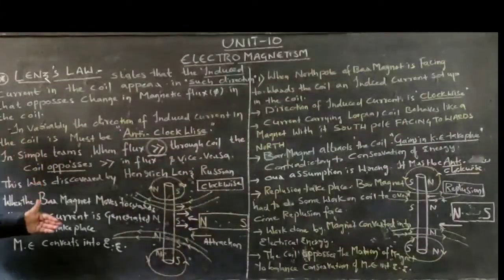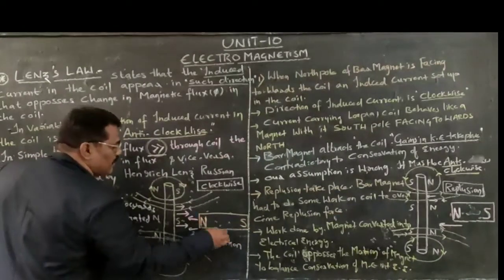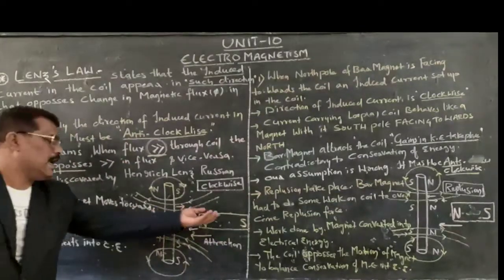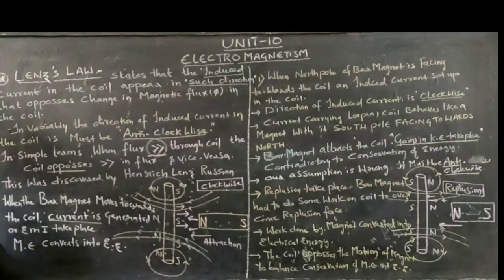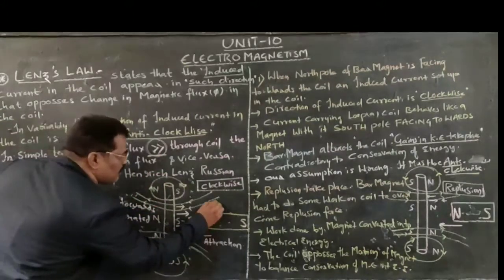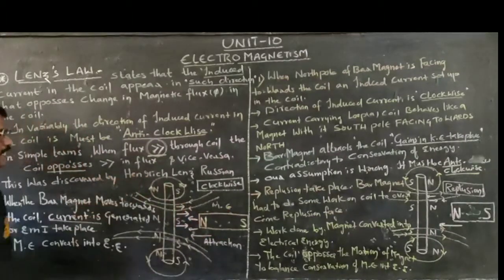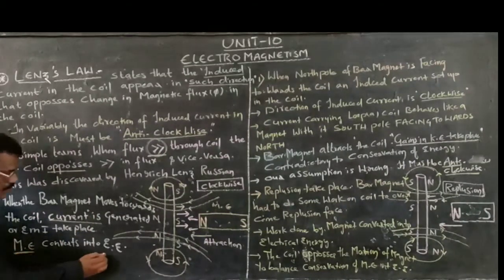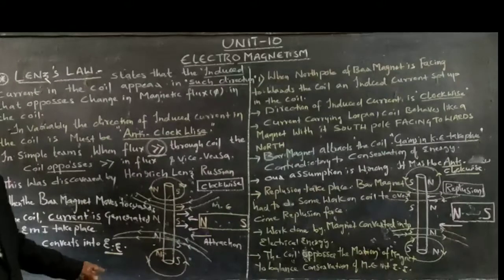Not only that, but he explained this concept in detail. How did he explain it? He took a coil, this is the coil, and this is a bar magnet, such that the north pole of the bar magnet is facing towards the coil, and as we move this bar magnet towards the coil, current will be generated in the coil. The current is generated by means of what? The mechanical motion of the bar magnet. Mechanical energy is converted into electrical energy. That is the concept we can observe here.